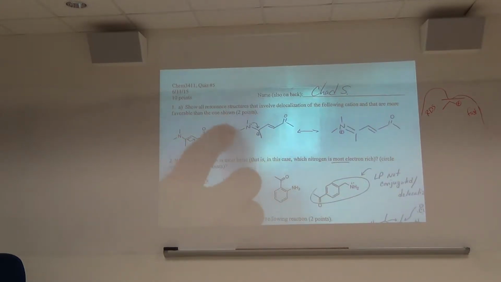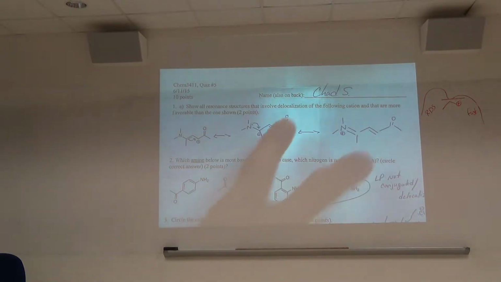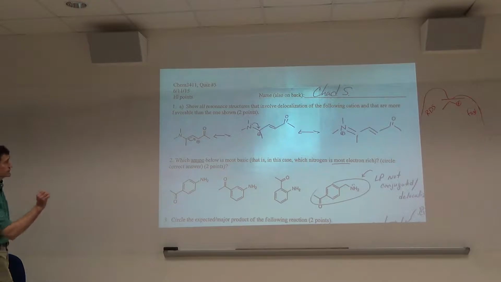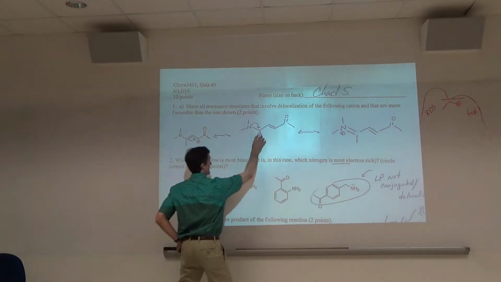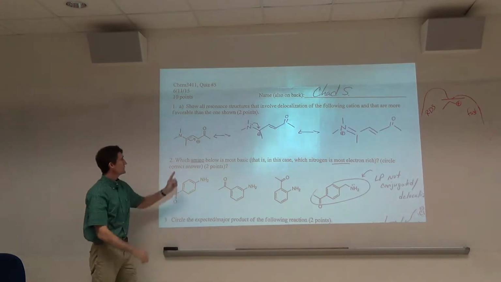That would be it. You do not want to windshield wiper that pi bond over because then you'd leave the oxygen without an octet. You don't want to do that. Two resonance structures that involve delocalization of the cation. The cation's been delocalized, and those are more favorable than the one shown.